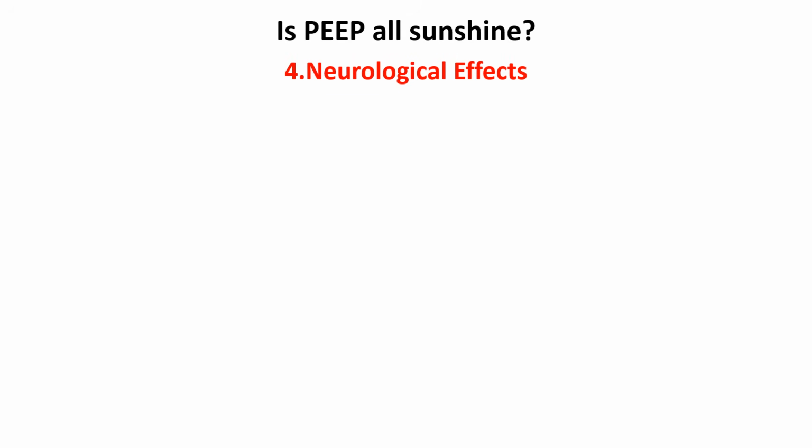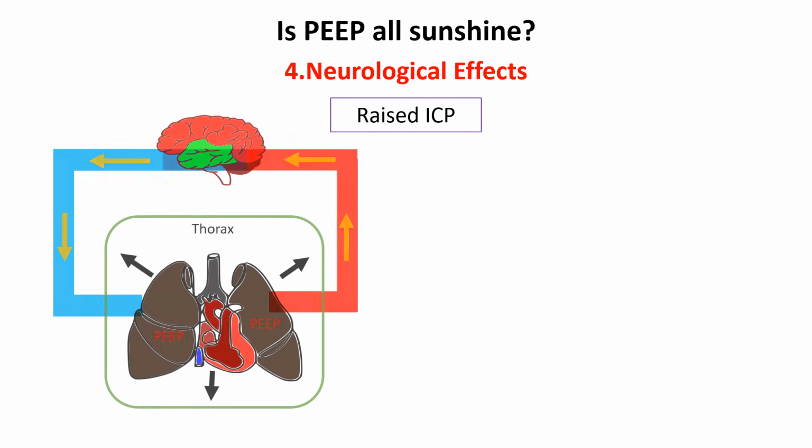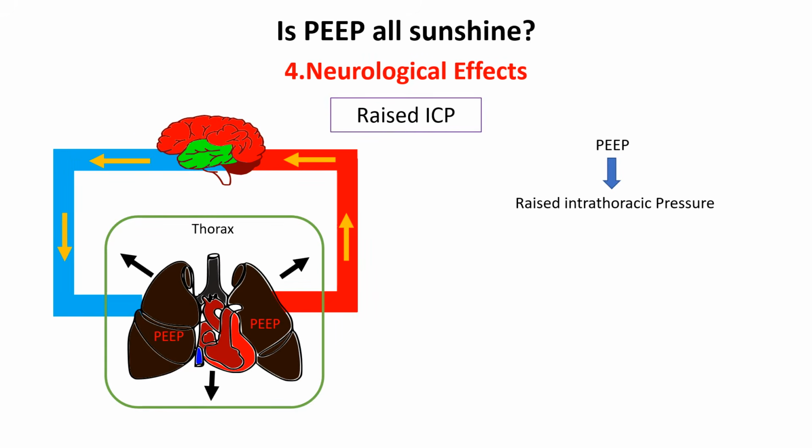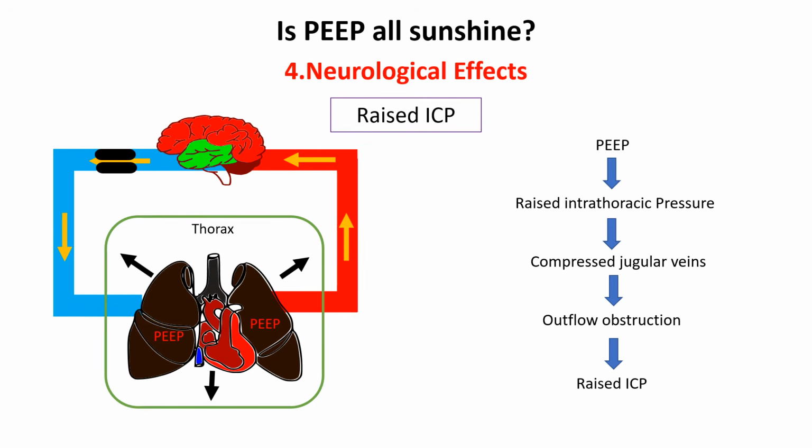Just like increased intrathoracic pressure reduces venous return to the heart, PEEP can also affect venous outflow from the brain, leading to increased intracranial pressure. When PEEP elevates intrathoracic pressure, it compresses the jugular veins, which are responsible for draining blood from the brain. This compression impairs venous outflow, causing blood to accumulate in the cranial circulation. In patients with traumatic brain injury or stroke, this reduced venous drainage can worsen cerebral edema and increase ICP.